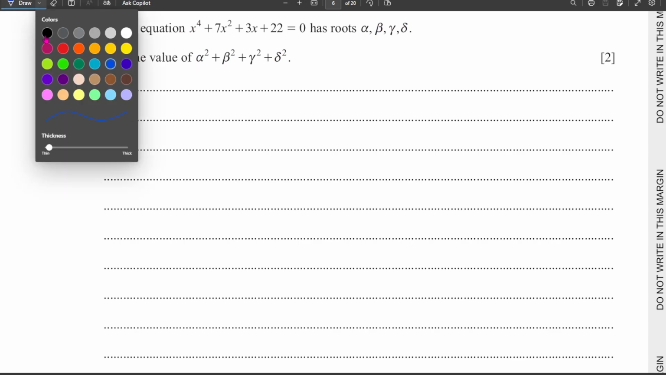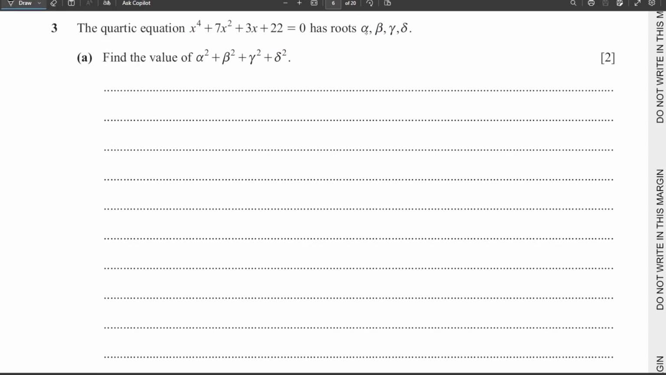First of all, a bit of recap on the quartic equation roots. So if these are the roots, the equation will look something like this, equals 0. If you expand this, you will get back the same equation, and with that we'll compare the coefficients to try and get to this sum of squares.